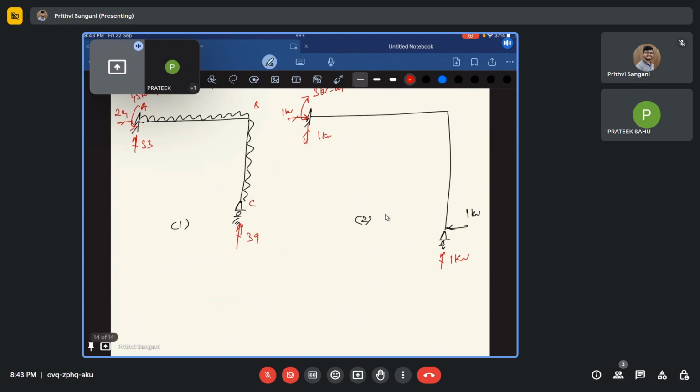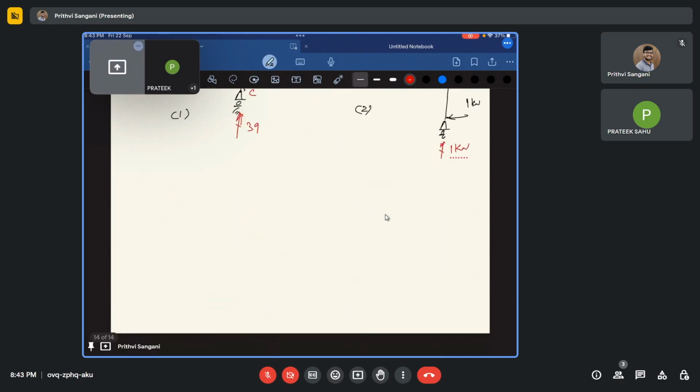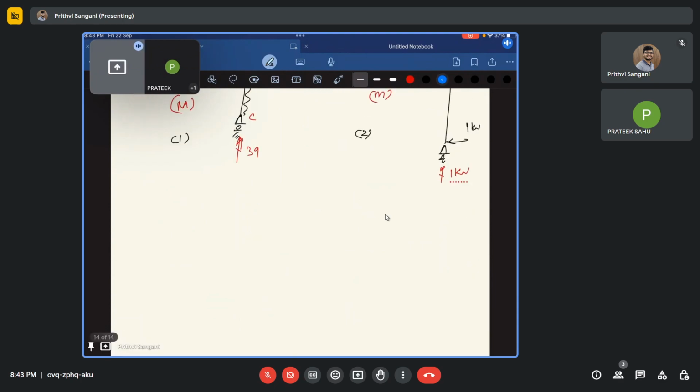Now we have all the support reactions which are required for us to solve for the horizontal displacement. This is capital M and this is small m. Let us again write down, or tabulate, all the values. So we have the length of the span, capital M, small m, and the integral of capital M small m by EI dx. Okay, so first span AB.